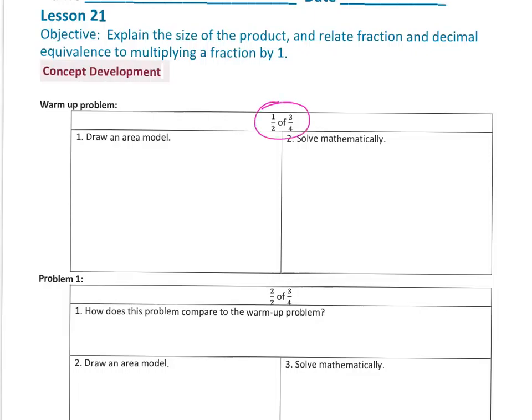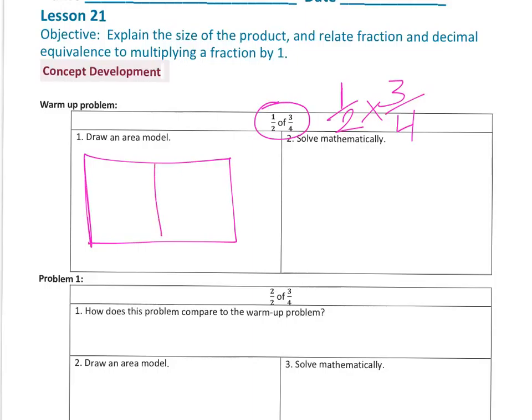What's 1/2 of 3/4? Which you know, that's the same as asking what's 1/2 times 3/4. So let's draw ourselves a model. I'm going to divide it into half. And how many halves am I going to shade? 1, because it's 1/2 times 3/4.